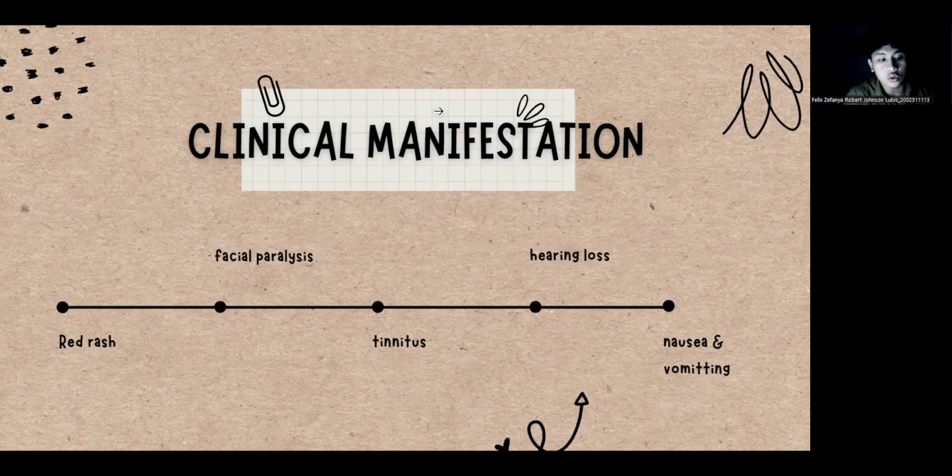Also, due to anatomical association with other cranial nerves and the cervical spinal nerves, various clinical features may be present, such as tinnitus, facial paralysis, hearing loss, nausea, vomiting, and also vertigo.